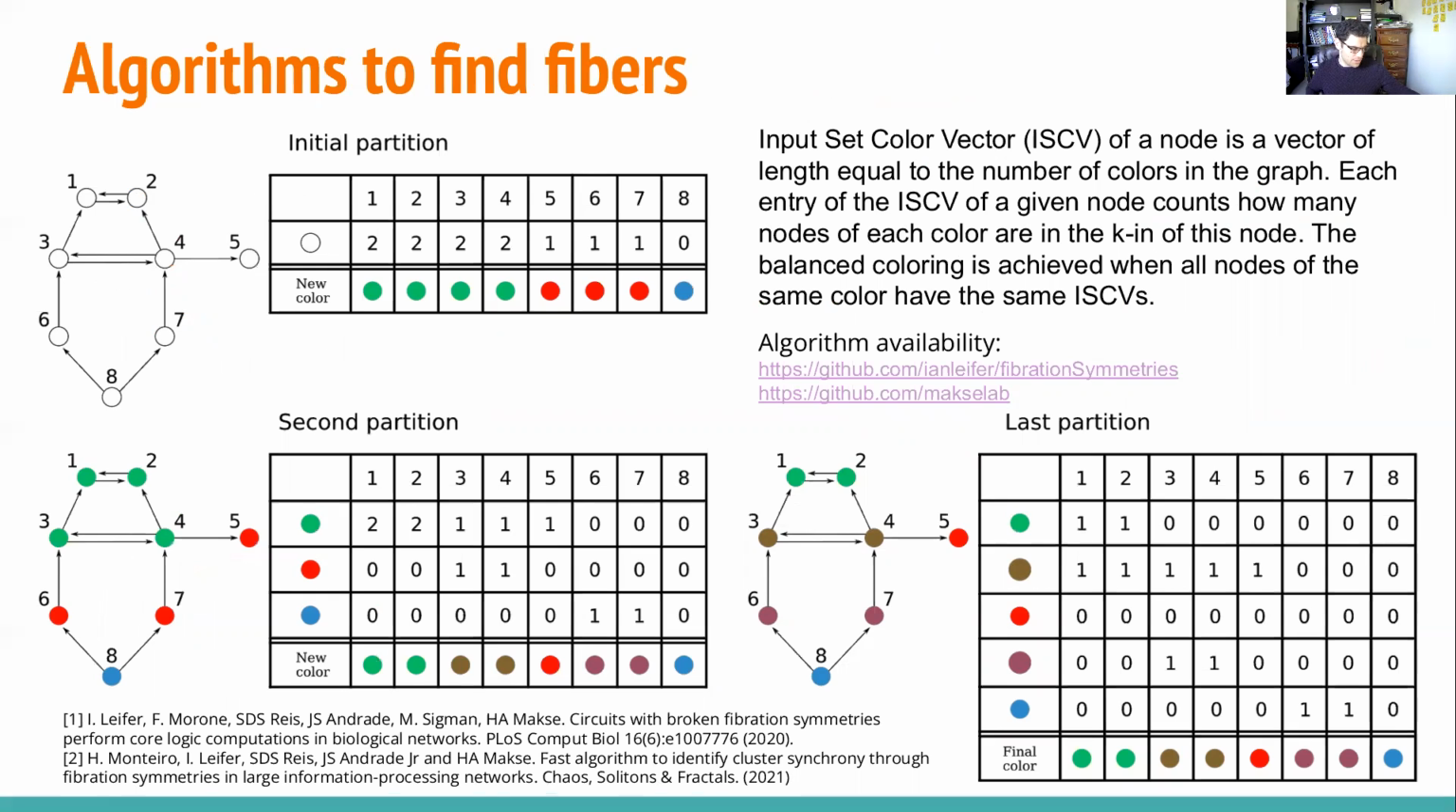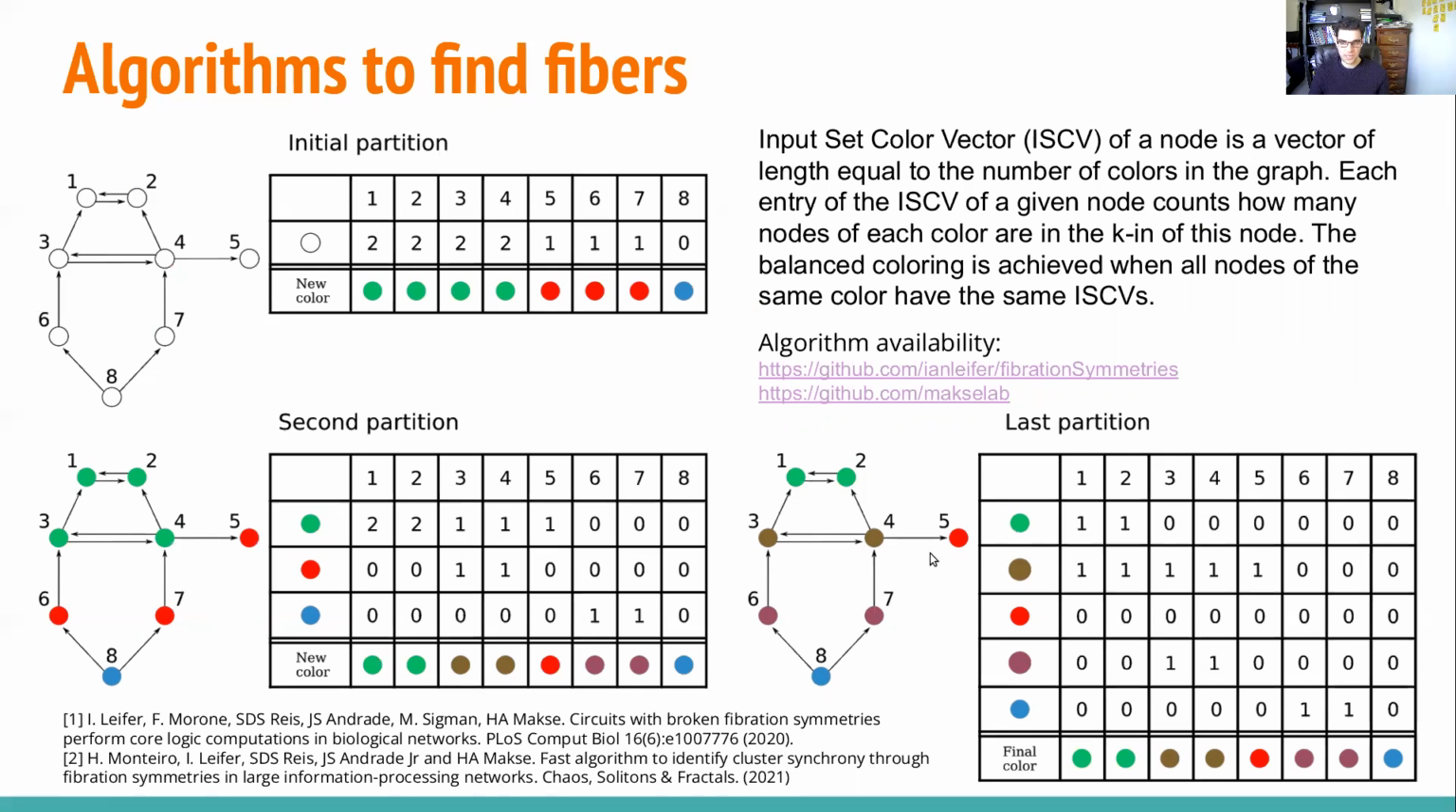We adopted these algorithms for fibers because the algorithms are for balanced coloring, which is almost equivalent to fibers. What we are considering is slightly different. There is a slight variation. But here I'm going to give simple examples where it doesn't matter.